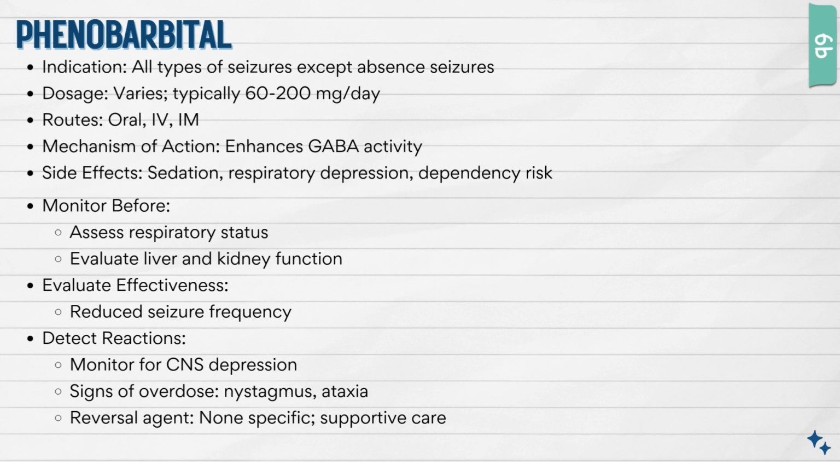So phenobarbital enhances the GABA activity, which increases the neuronal inhibition. When we inhibit something, we stop it. So we're increasing the stoppage of the neurons firing, if that makes sense.